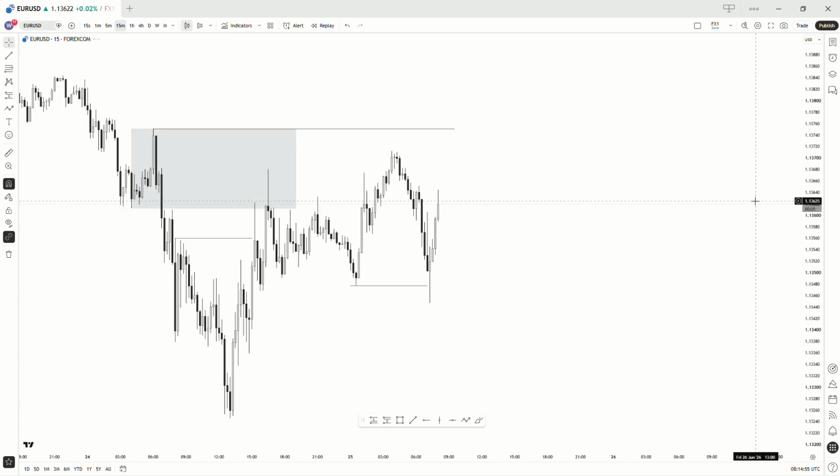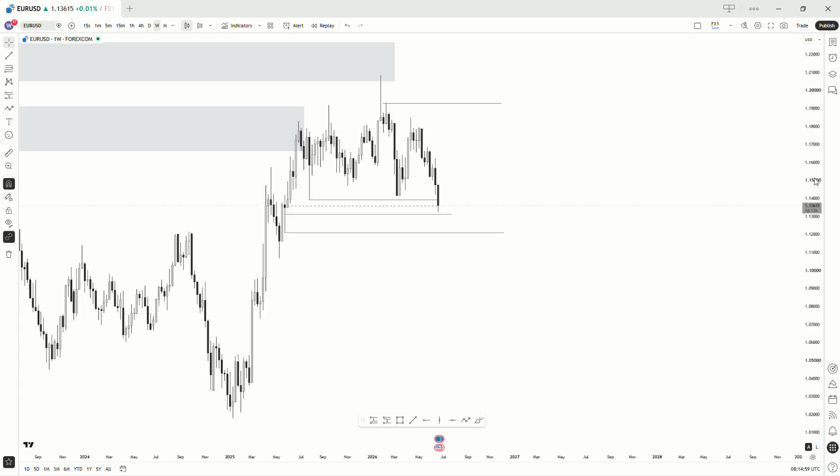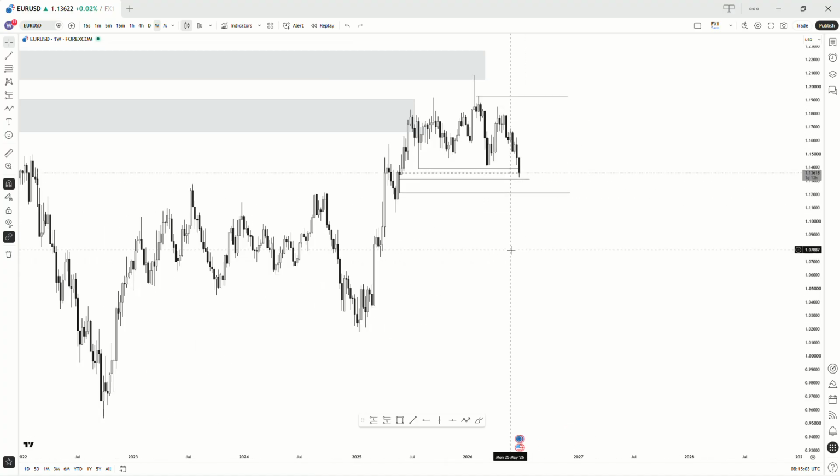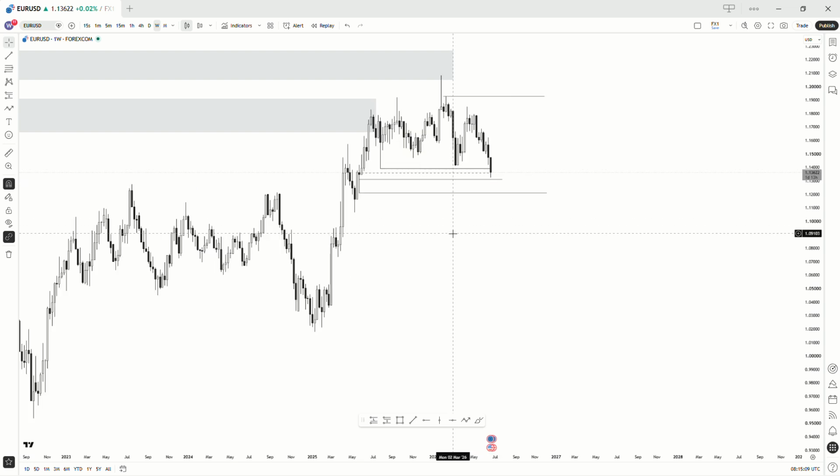So let's see Euro USD, starting off with a weekly time frame. On the weekly time frame, what we can see is that price has taken out this low, our target from last week's market outlook, and we are respecting lows to the left side.